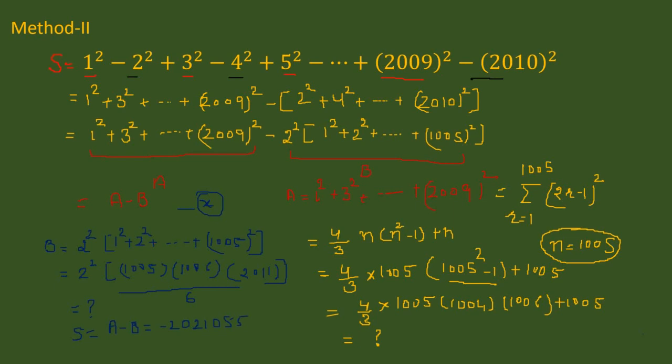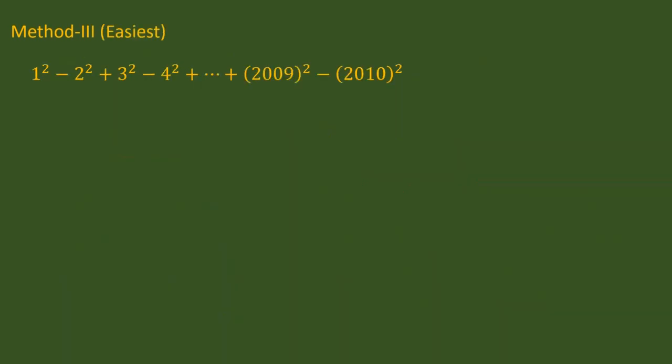Now we will discuss method 3. Oh my goodness, this is the easiest method. Again rewrite this as S. You can use a square minus b square for these two numbers, so it will be (1 minus 2) and (1 plus 2). Again apply the same technique for these two numbers, 3 minus 4 and 3 plus 4. Continue in this manner.